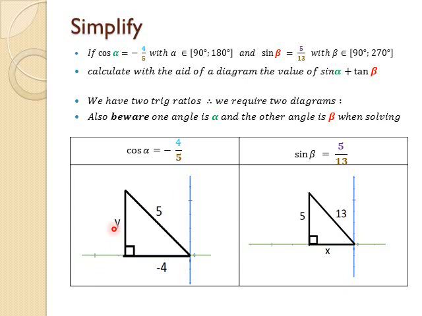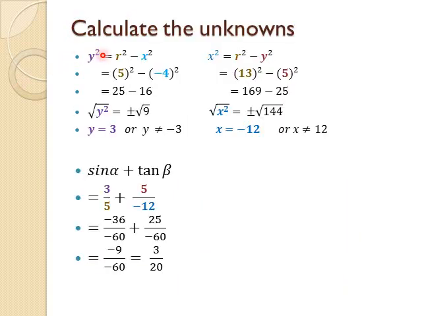So let's go and see how we did the theorem of Pythagoras. So for the first drawing, y squared equals r squared minus x squared, where r is 5 squared minus 4 squared, 25 minus 16, gives me 9. So y would then equal plus minus 3. But in the second quadrant, remember, y is positive, so y equals 3 and not negative 3.